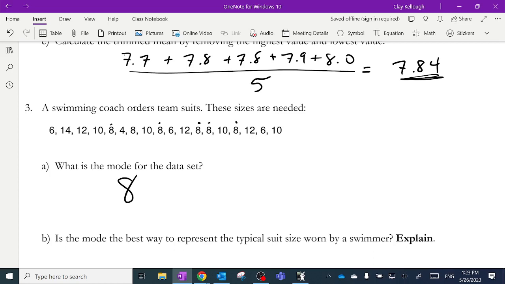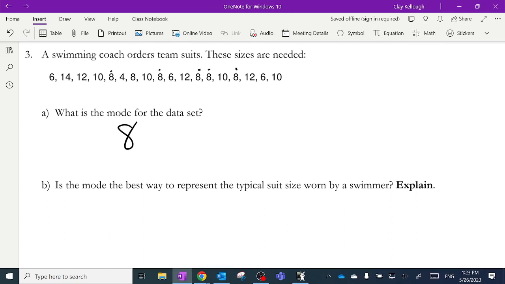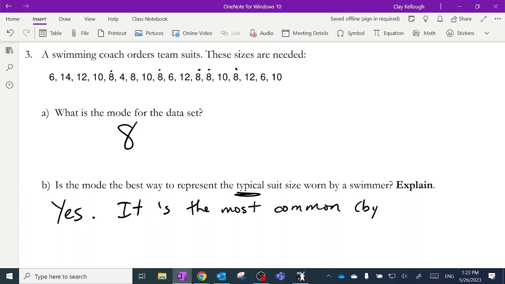Is the mode the best way to represent the typical suit size? Yes. You probably thought they were going to throw you a curve, like, oh, the answer's probably wrong. Why would they be asking? No, this time it's yes, definitely. Again, the word here is typical, right? Because it's the most common. It's like 40-something percent of the data if you added it up. It's the most common, I'll say even by far.